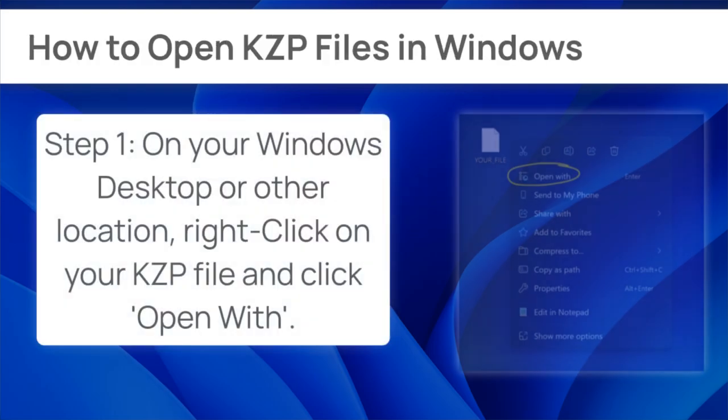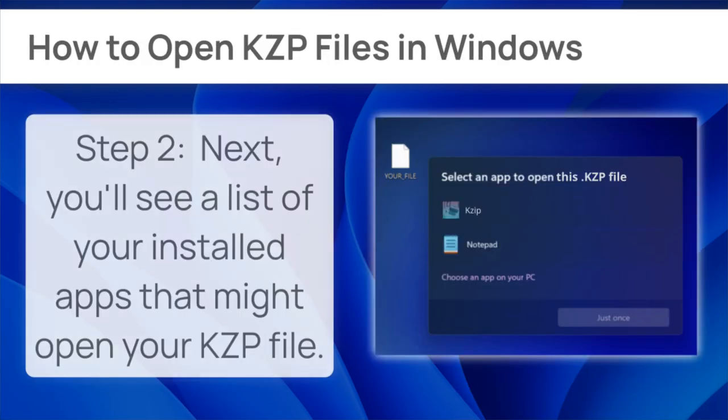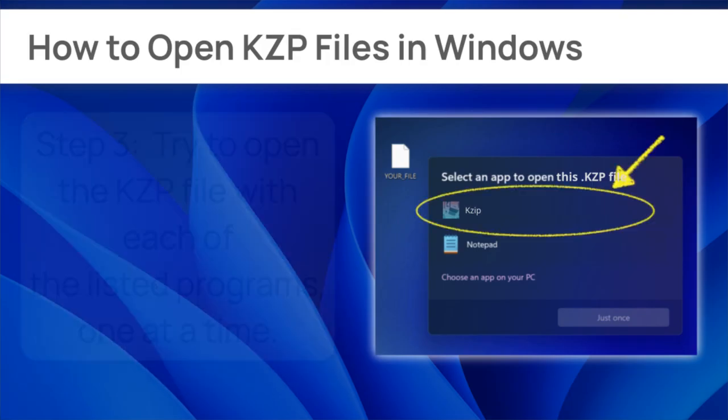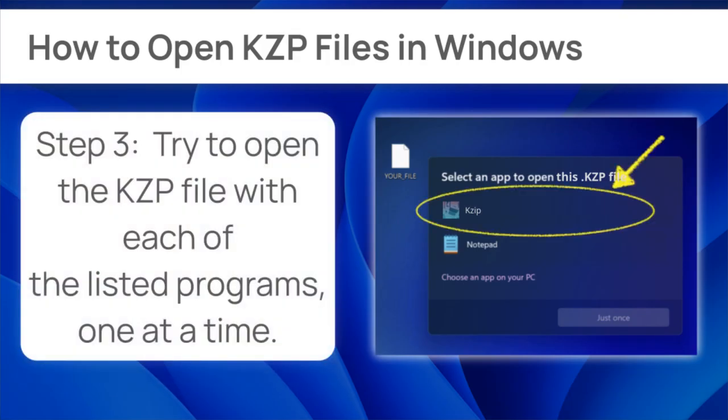Let's troubleshoot the file association error. Right-click your KZP file and select Open With. Test Kzip if installed. If unavailable, choose a different app. That is often the key to unlocking the file.